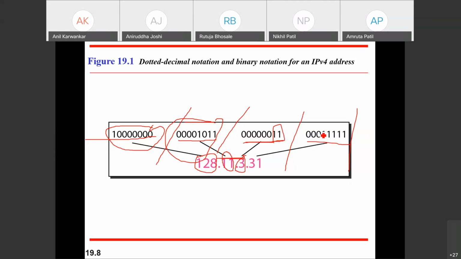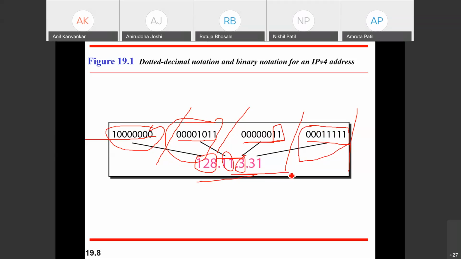16. So 16 plus 8, 24 plus 4, 28 plus 2, 30 plus 1. That is 31. So this is how we are actually representing the dotted decimal formation associated with IP version 4 address.